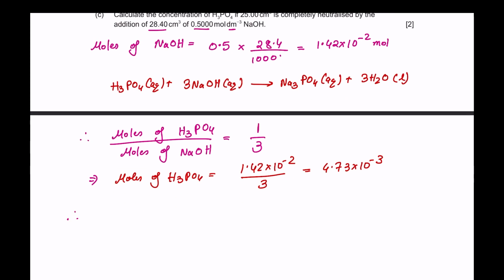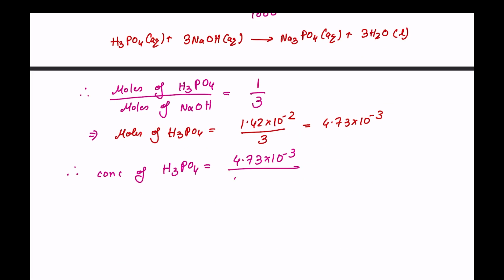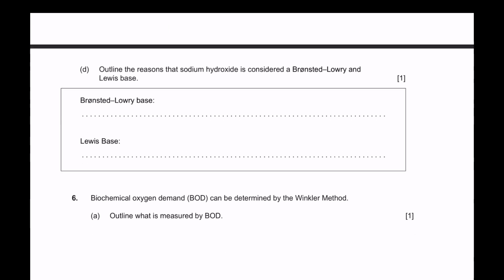Now the concentration of H3PO4. Concentration is moles divided by volume. Moles here is 4.73 times 10 to the power minus 3. And if you check, the initial volume was 25 centimeter cube, so convert it to decimeter cube. Upon simplification, we'll get 0.189 mole per dm cube. This is the answer to this question. Yes, that's clear. Let's move on to part D.